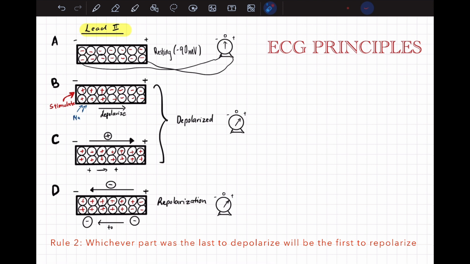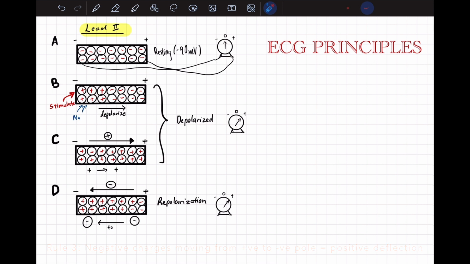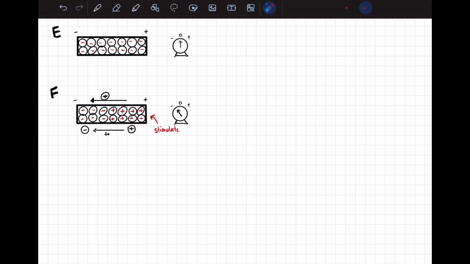Because this leads to our rule number 2. Whichever part was the last to depolarize will be the first to repolarize. Therefore, the repolarization will go in the direction of the positive pole towards the negative pole. And the rule number 3 is that a negative charge moving from positive to negative pole will give you a positive deflection.